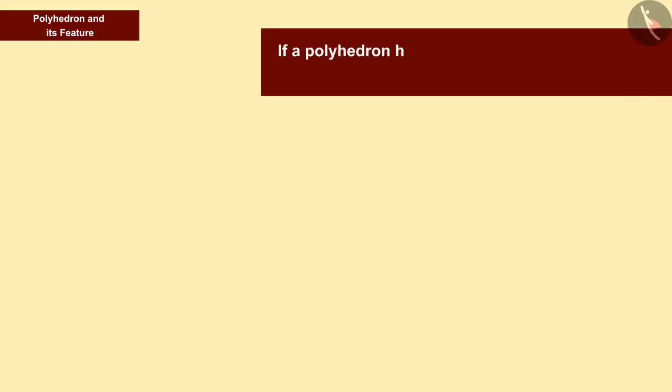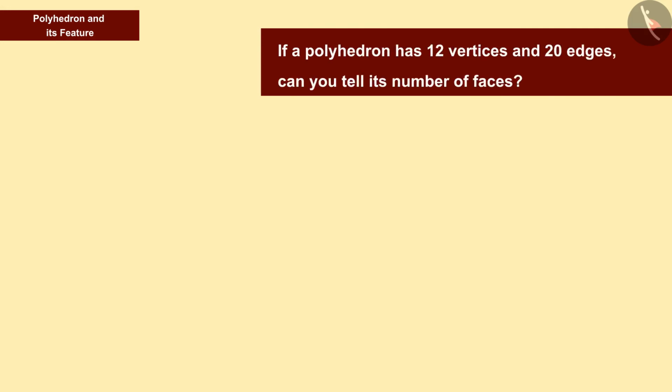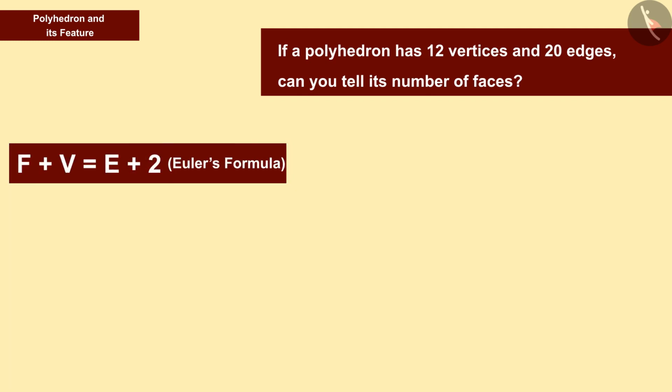If a polyhedron has 12 vertices and 20 edges, can you tell the number of faces? Pause the video and try it yourself. Do you remember the formula that shows the relationship between the number of faces, edges, and vertices of a polyhedron? Perfect! In the previous video, we learned about Euler's formula for polyhedrons.